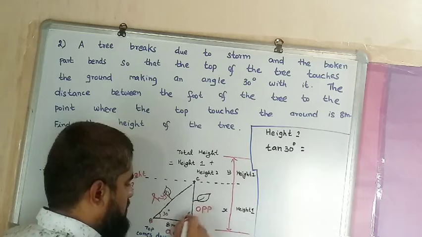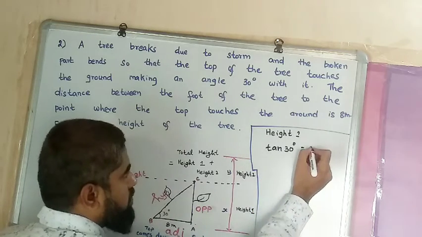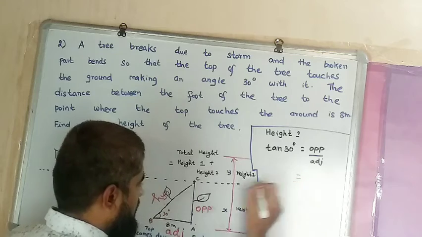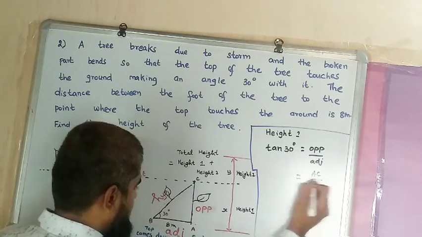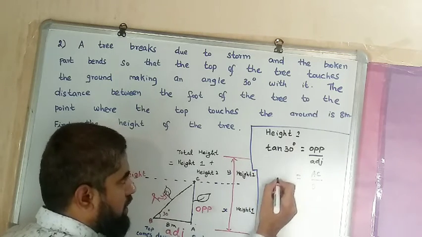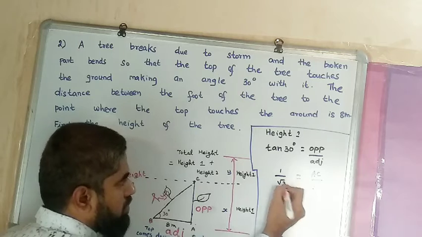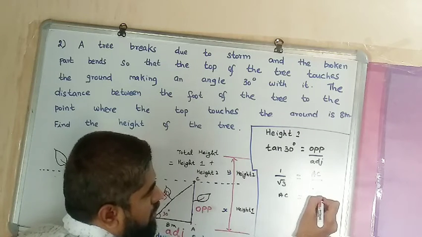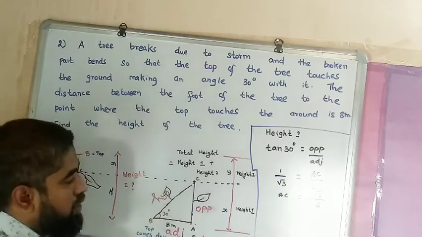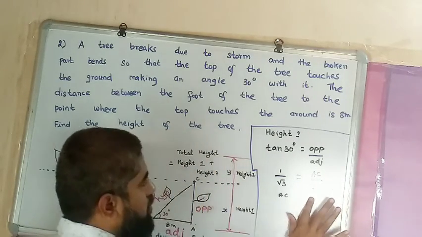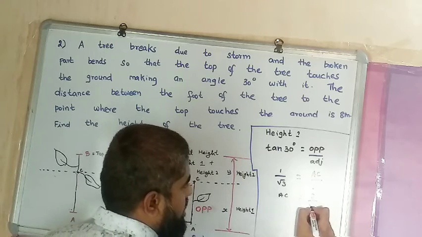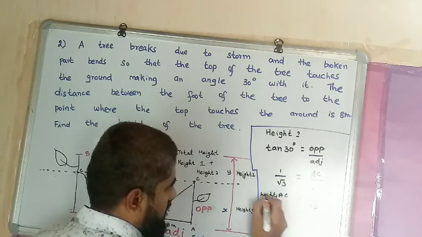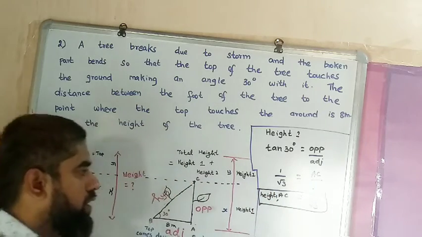is equal to opposite by adjacent, that is nothing but AC by adjacent 8 meter. So tan 30 degrees is nothing but 1 by root 3. So AC is nothing but 8 by root 3. That is height 1, which is 8 by root 3 meter.